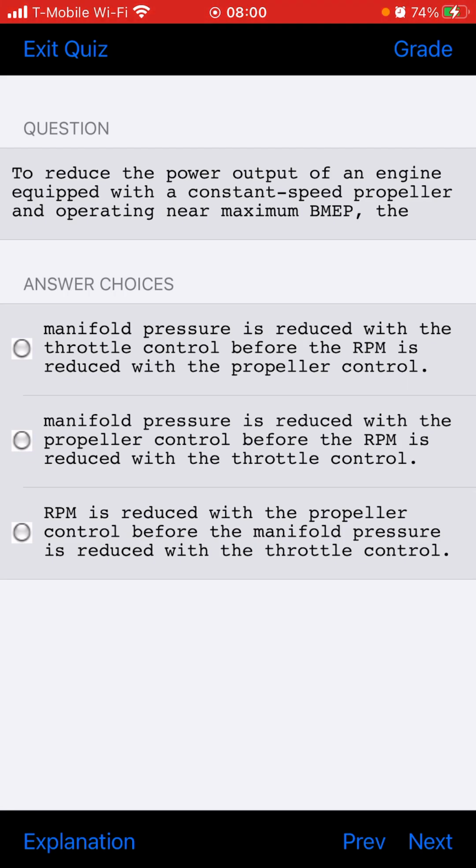What are some indications of induction system leakage? Low power and uneven running.